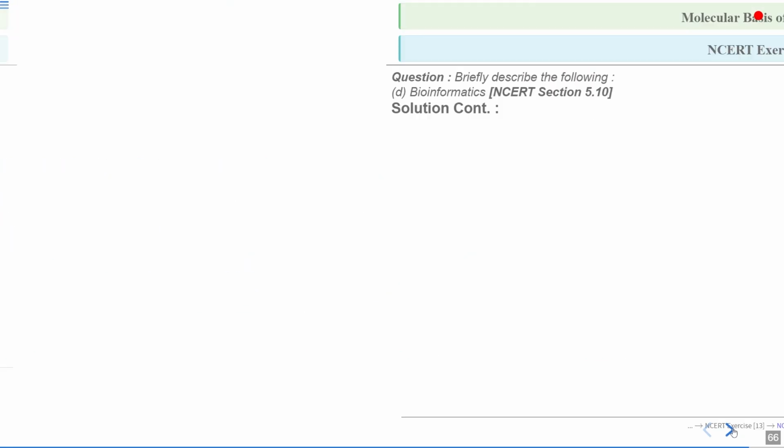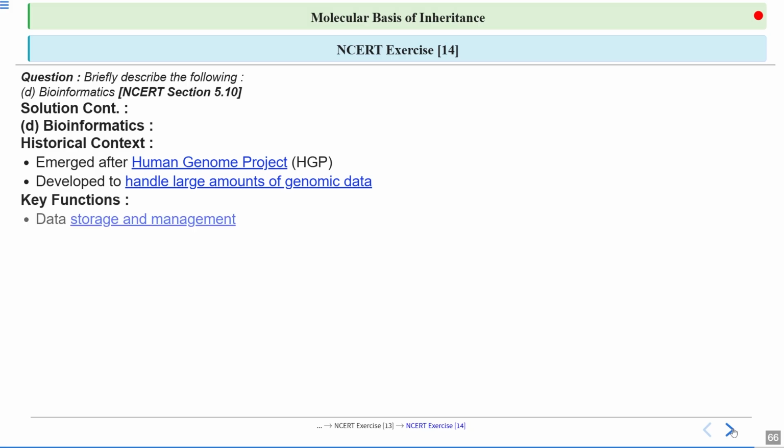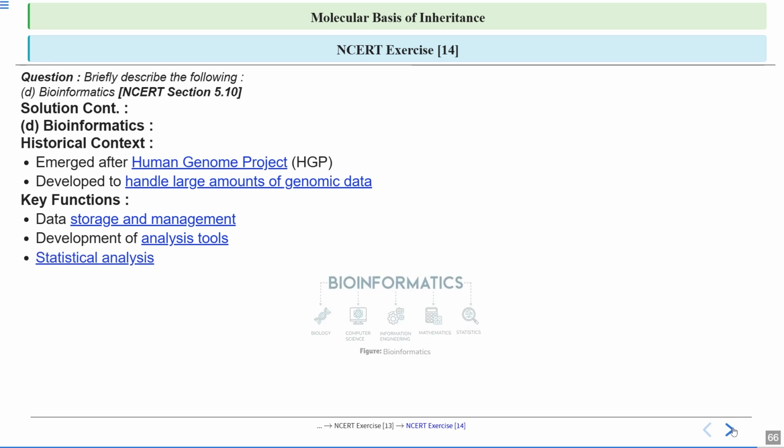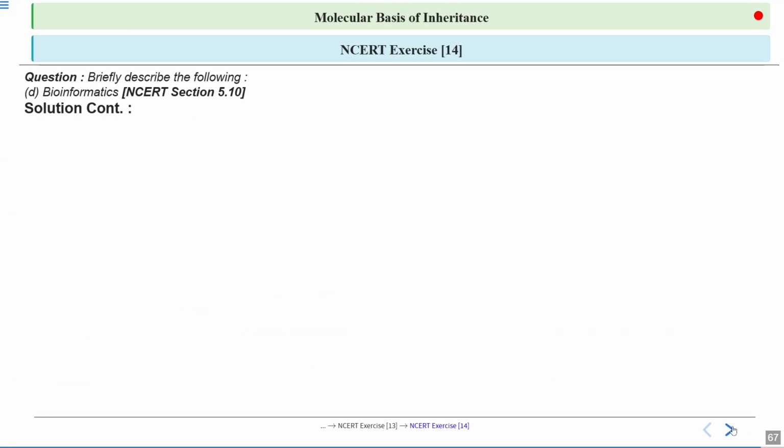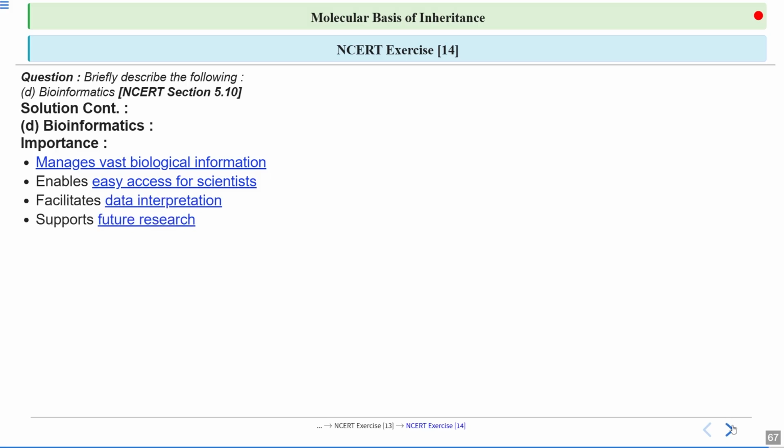Now, if we talk about historical context, this emerged after the Human Genome Project, developed to handle large amounts of genomic data. Its key functions are data storage and management, development of analysis tools, statistical analysis and so on. So these are the historical context and the key functions of bioinformatics. Then if we talk about the importance of bioinformatics, it manages vast biological information, enables easy access for scientists, facilitates data interpretation, and supports future research. So these are some importance of bioinformatics.